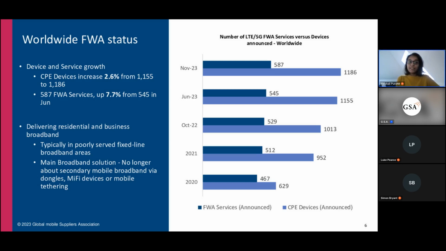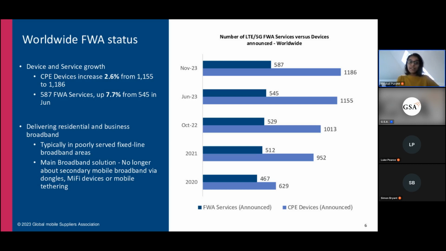However, this growth has again slowed towards the end of the year, increasing only 2.6% between June and November to 1,186 devices. This could have something to do with the supply chains looking more resilient, as well as new ranges of both 4G and 5G models now available on the market.